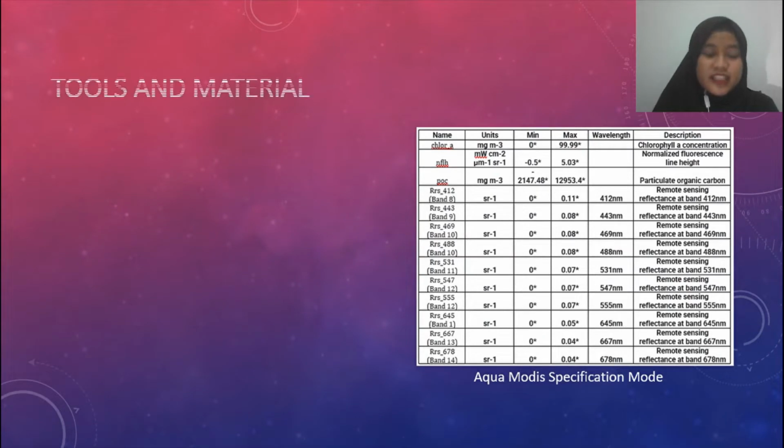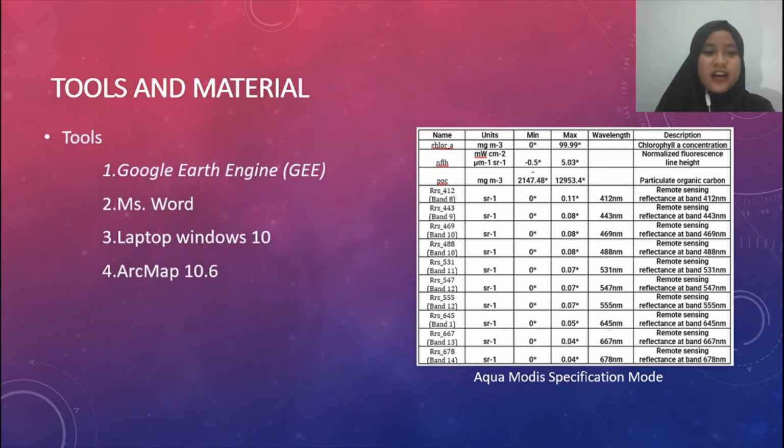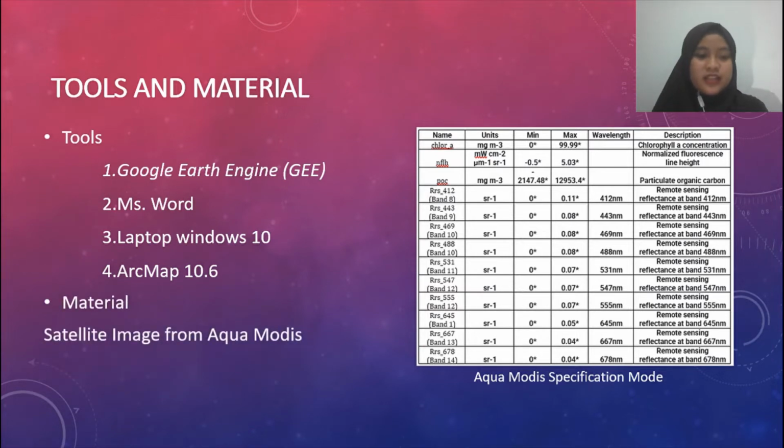The next is tools and material. For the first, tools are Google Earth Engine, Microsoft Word, PC, and ArcMap 10.6. And material is satellite image from Aqua MODIS. And the picture on the slide is the Aqua MODIS specification mode.